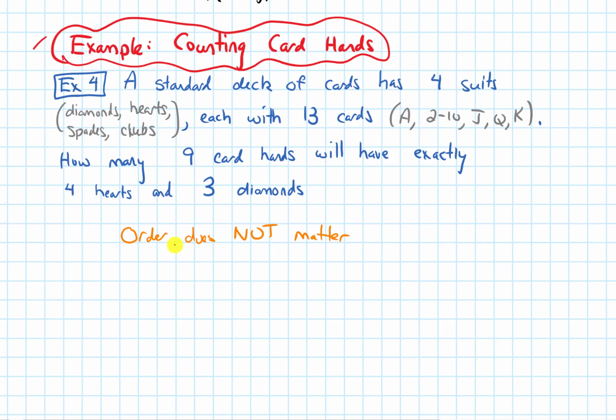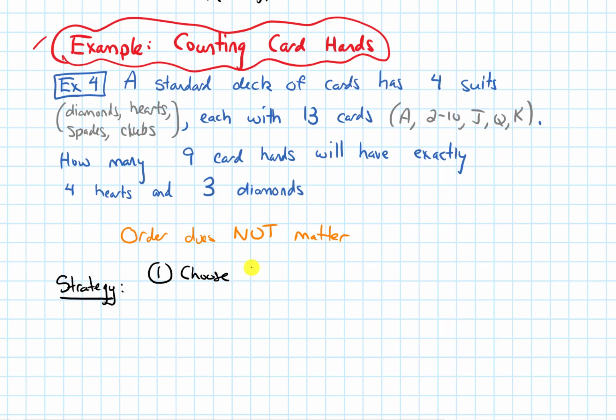So let's think about what our strategy would be. Noticing the fact that the order does not matter makes us think of combinations rather than permutations. So overall in this problem, we're going to have to pick 4 hearts. We're going to have to pick 3 diamonds. So let's think about those first.